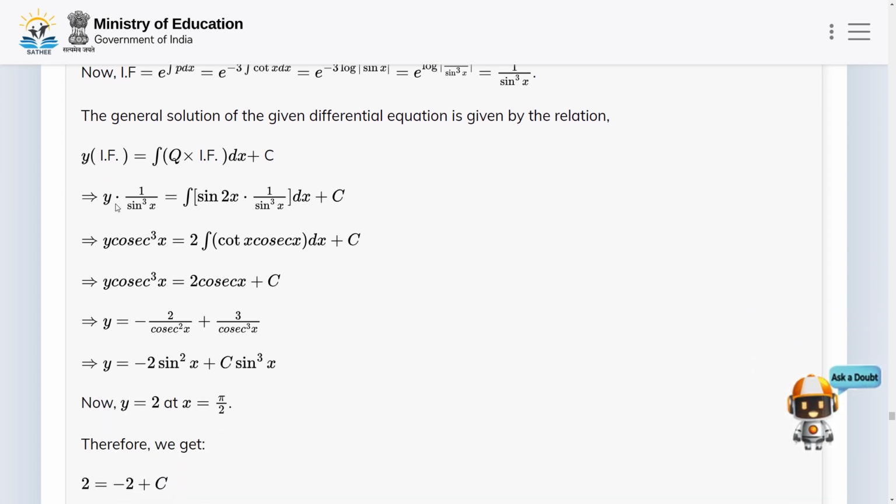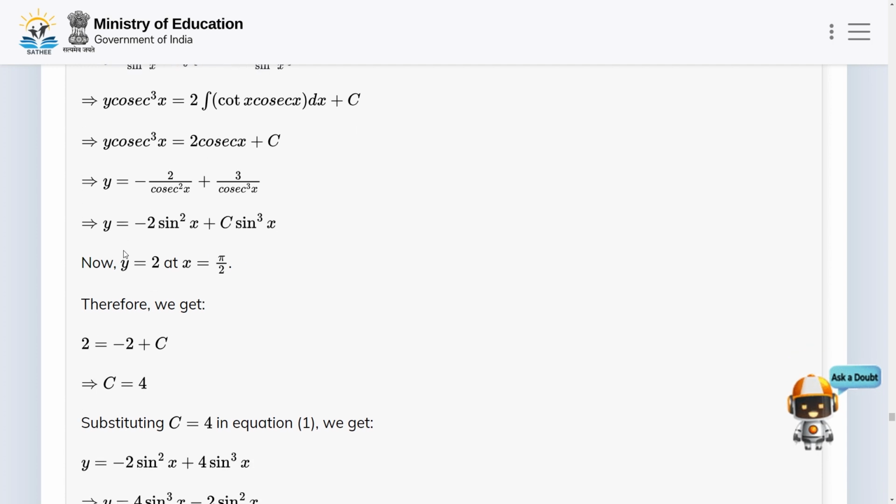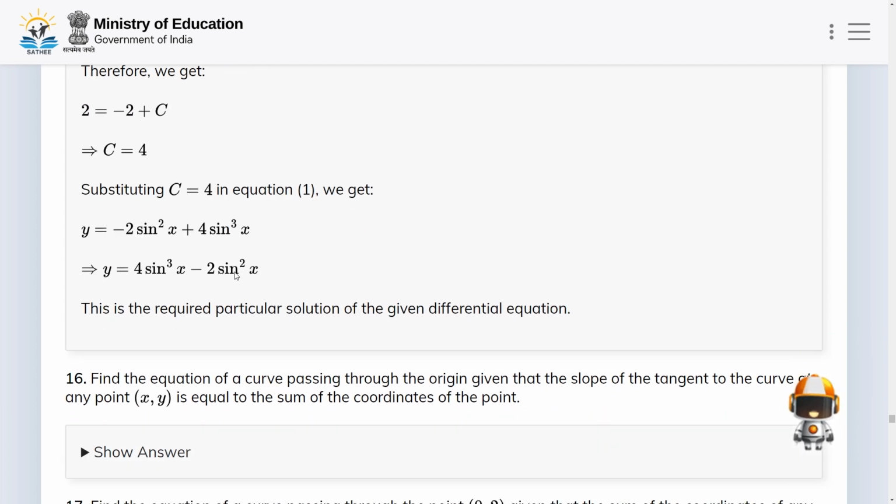General solution will be y product with 1 by sin cube x is equals to integration of sin 2x product with 1 by sin cube x dx plus c. As you can see, this sin 2x can be reduced to 2 sin x cos x. This means sin will be cancelled and you can reduce your form as cot x and cosec x. You know the direct integration for this, you have 2 cosec x. So your general solution will be y is equals to minus 2 sin square x plus c sin cube x. Now after applying your conditions, you will have c value as 4. This means your particular solution will be y is equals to 4 sin cube x minus 2 sin square x.